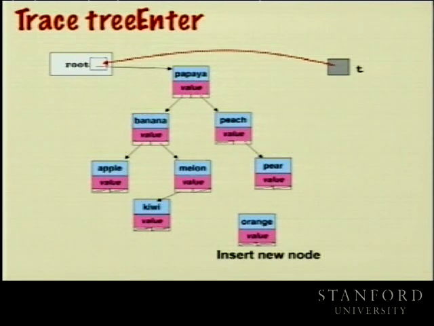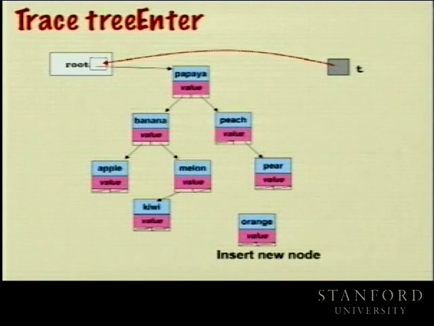So the very first call to tree enter says, okay, please insert orange and its value into the tree pointed to by root. It actually has that by reference. It's going to need that by reference because it's planning on updating that when it finally installs the new node.